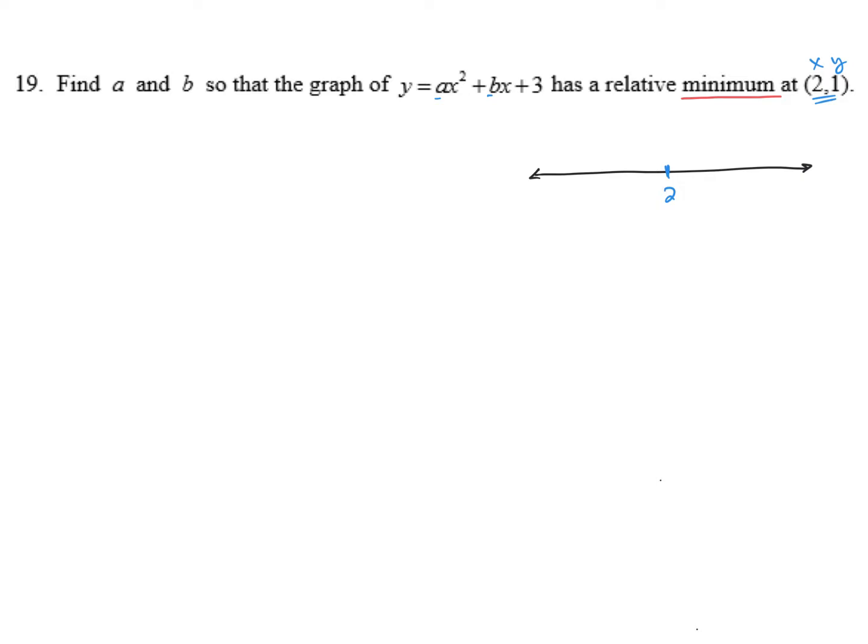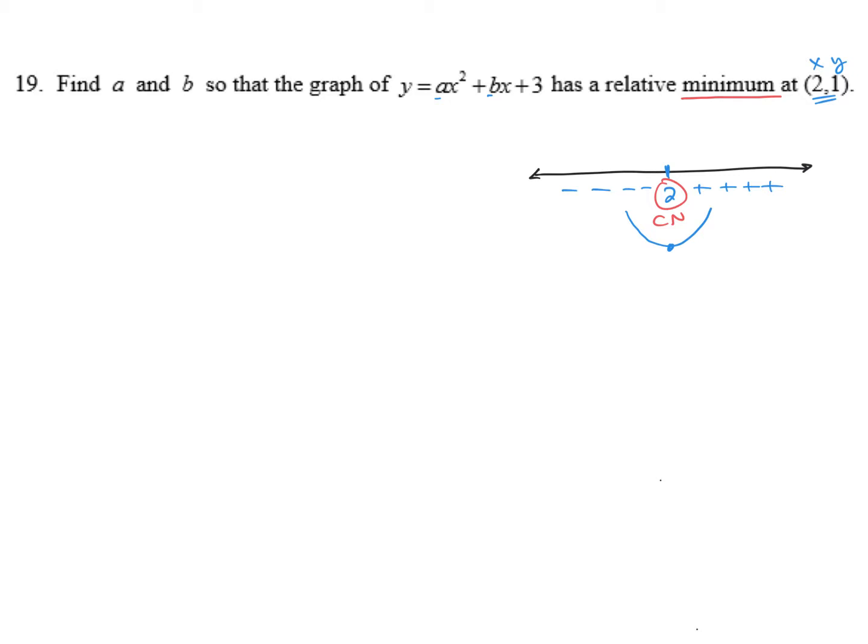And don't forget, when you have a minimum, the graph comes down and then goes back up. So that means it's negative, negative, negative, negative, positive, positive, positive, positive. And right here at 2, you had a critical number. So that means a critical number happens where the derivative is 0.